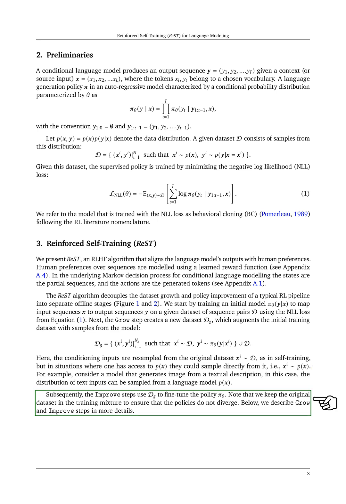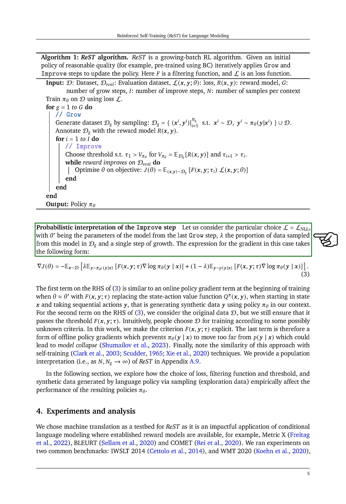Following this, the improve steps use the new dataset to fine-tune the policy. We keep the original dataset in the training mixture to ensure that the policies do not diverge. We then provide a probabilistic interpretation of the improve step. We consider a specific loss function, with the parameters of the model from the last grow step, the proportion of data sampled from this model in the new dataset, and a single step of growth. The expression for the gradient in this case has two main terms.